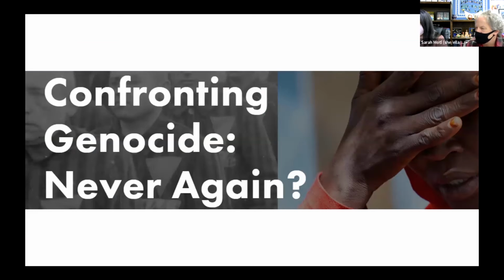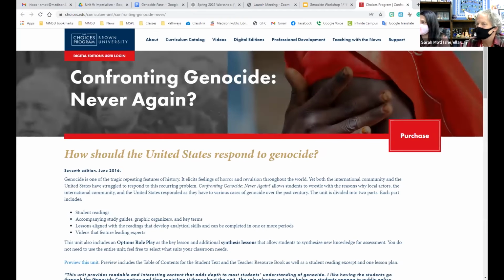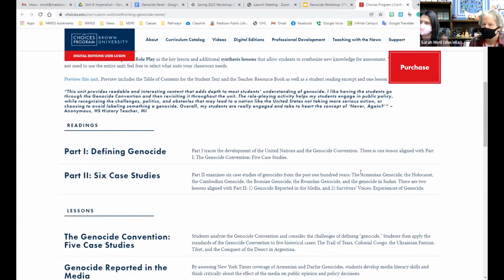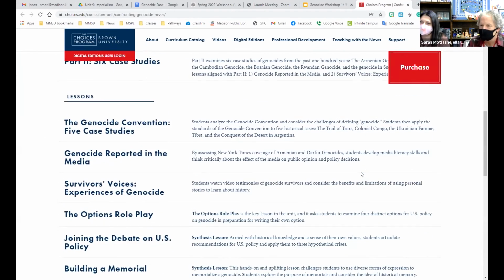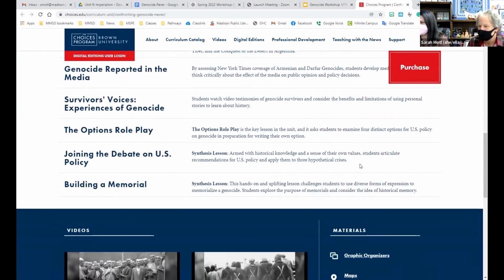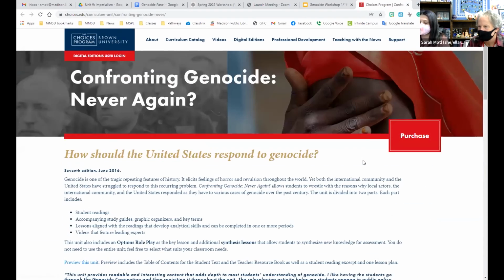And the last one I want to show you is this thing from the Choices program. Can you click on that? Open it up. Choices, at Brown University, has a very good curriculum set that you can purchase, both digital and in print, that my students find very useful. All right, folks, that's what I've got for you. Thank you.